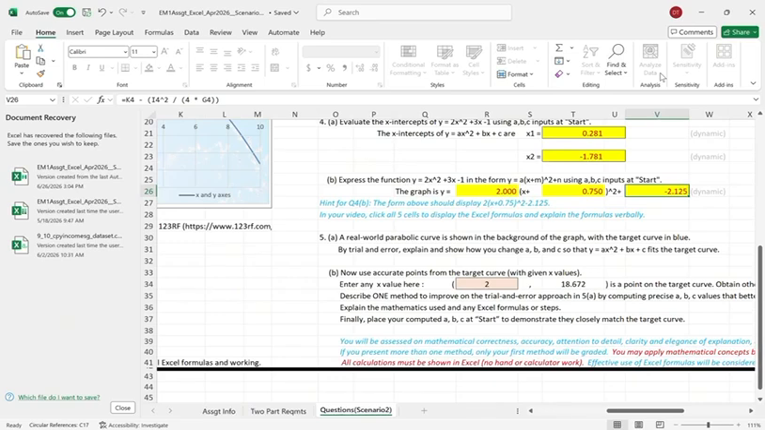Now for question 5b, to transition from trial and error to a truly rigorous mathematical approach, we can utilize a system of linear equations. By identifying three highly accurate coordinates x and y along the targeted blue fountain curve, we can substitute them into the general quadratic equation y equals ax squared plus bx plus c. This provides us with three distinct linear equations.